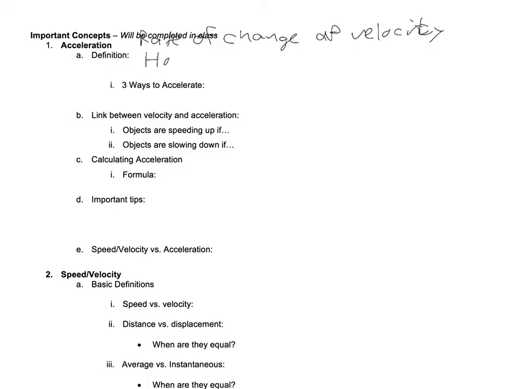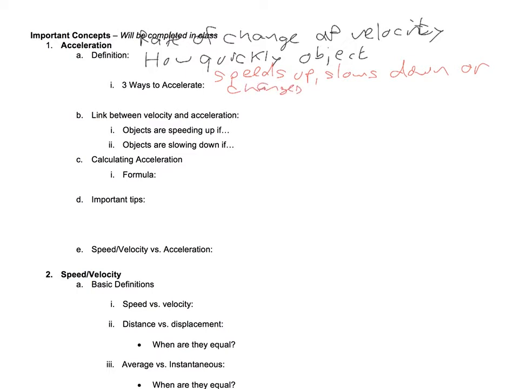Or how quickly an object speeds up, slows down, or changes direction. Okay, so those happen to be the three ways we can accelerate, and acceleration is really a measure of how quickly that occurs.